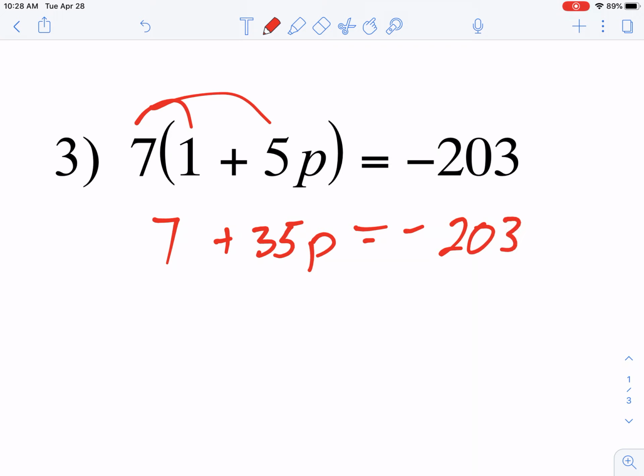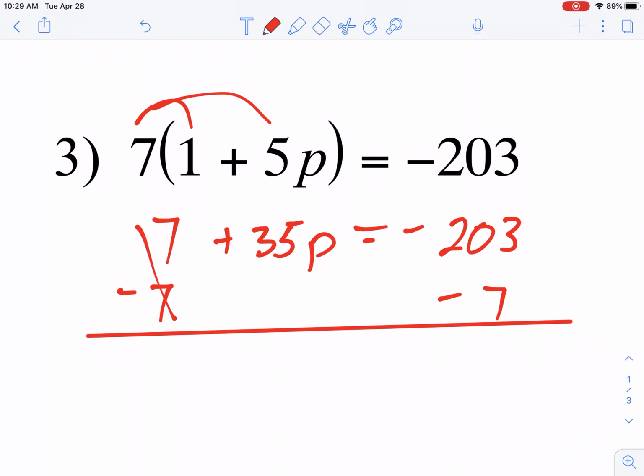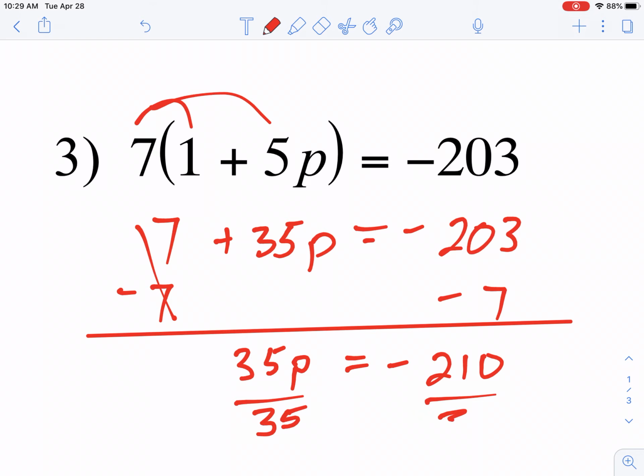Now we want to get rid of the 7 first because it's positive 7. We're going to subtract 7 from both sides of the equal sign. These cancel out. 35p is going to drop down. Equal sign drops down. Now, negative minus a negative, you're actually going to add them and keep the negative sign. So 203 plus 7 is 210. Again, you're more than welcome to use Desmos's scientific calculator. Divide both sides by 35 so we can get p by itself.